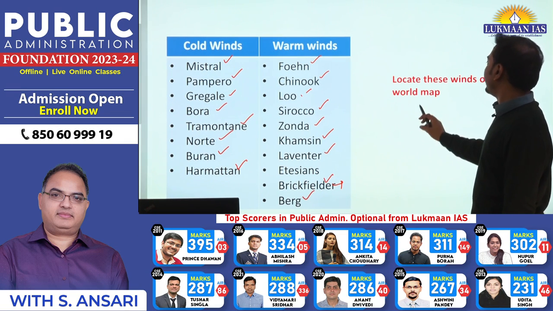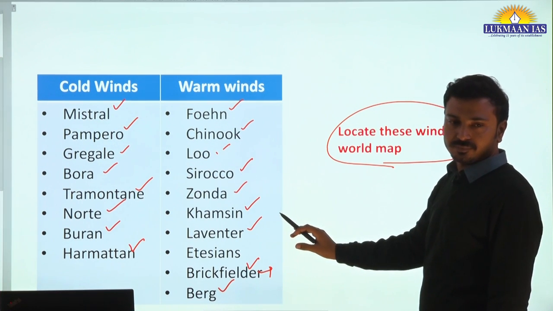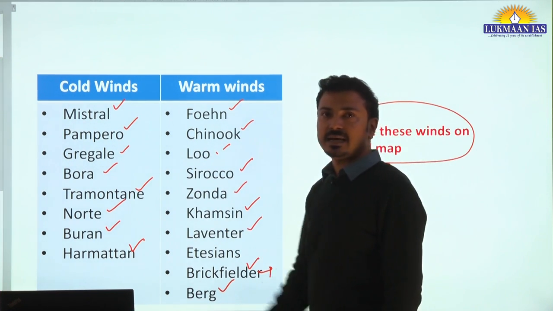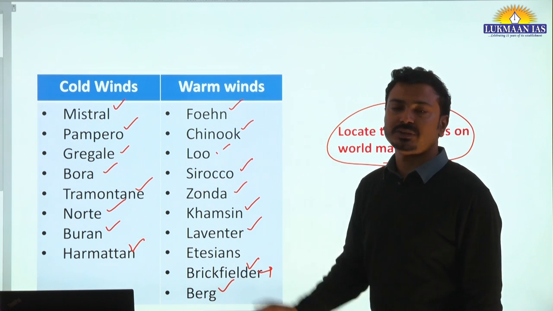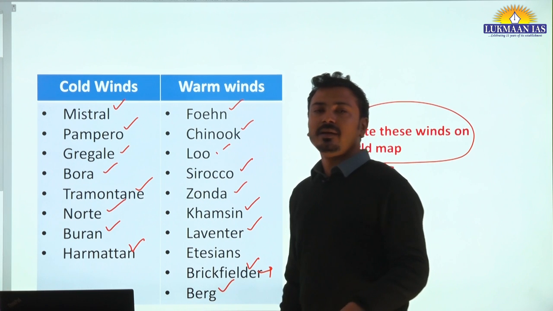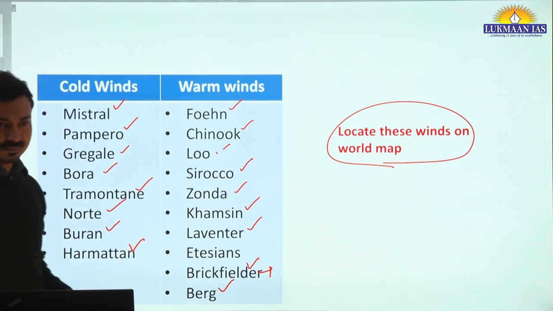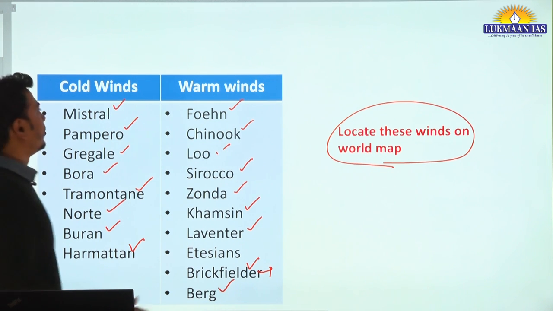Okay, so you can locate this on the world map. This is your homework now. UPSC has asked many questions on local winds in the past. Recently they have not asked, so that becomes the fodder for asking a question. Okay?